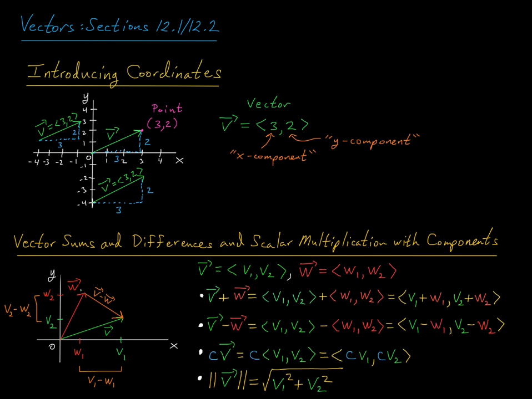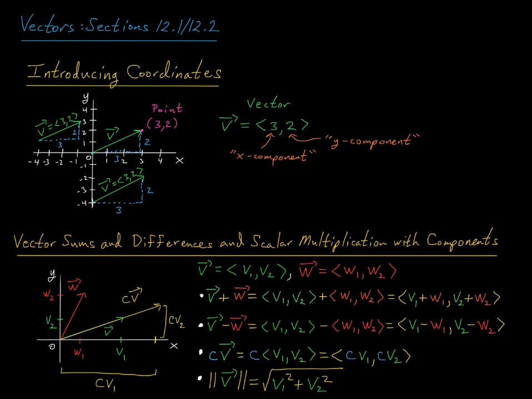So that's the horizontal component of the difference vector, and likewise for the vertical component. If I take the difference in v2 and w2, that gives me this gap, and I can see that that's the vertical component of the difference. So not bad there.